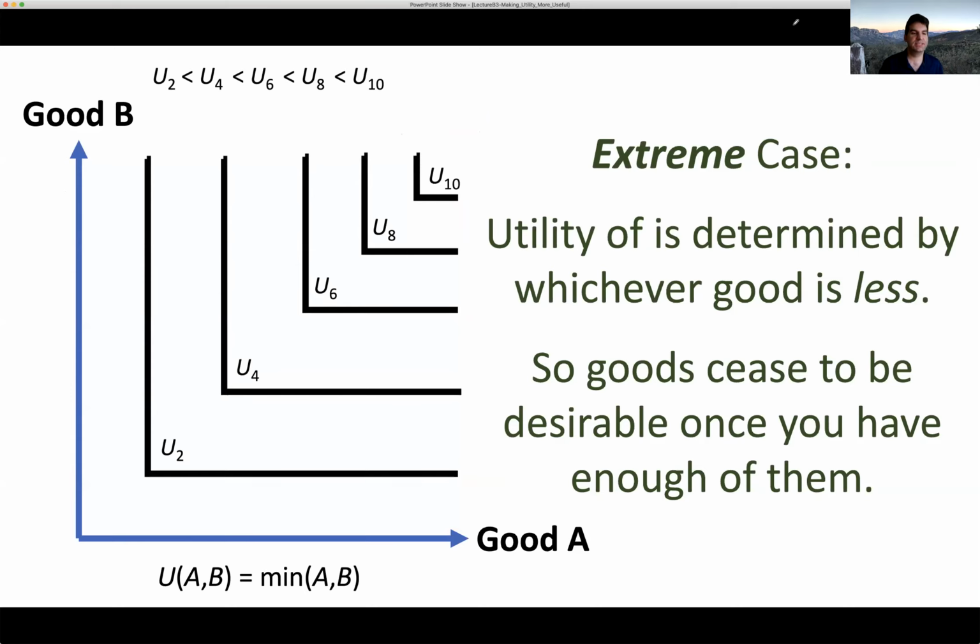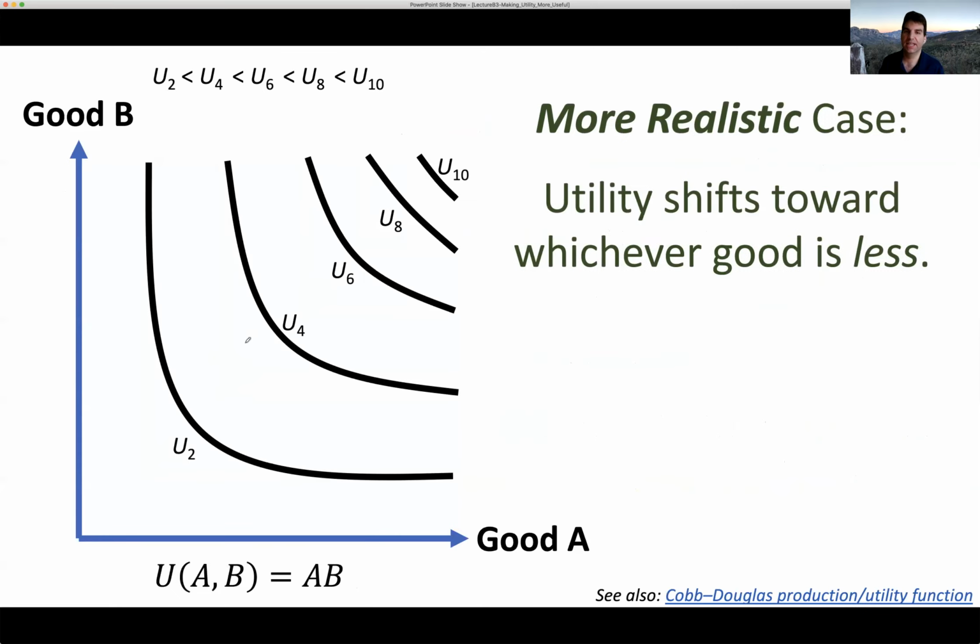And so this is, again, representing the extreme case where you put all of your value into the one good you have the least of. Now, in reality, it's much more complicated than that. You actually do value all of your goods that you own, but you might just weigh your value so that you have more value toward the ones that you have least of.